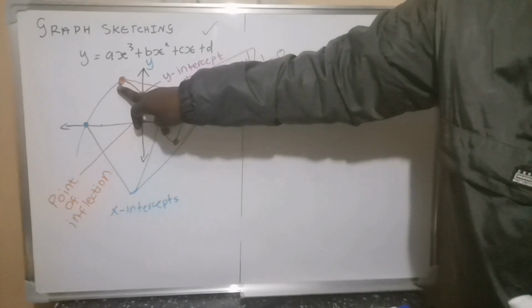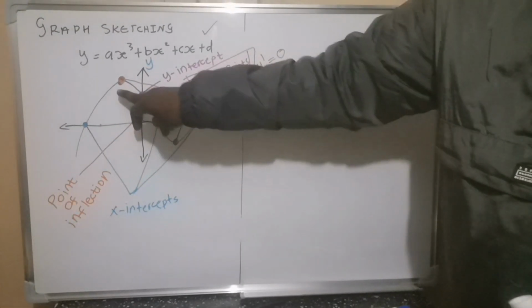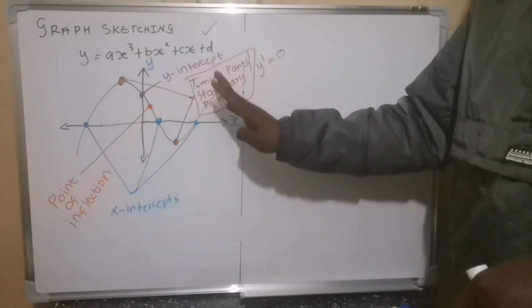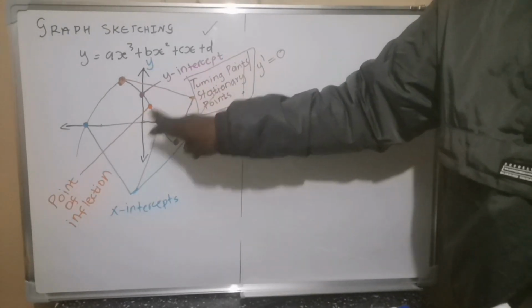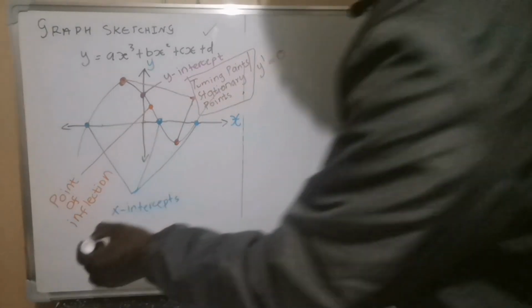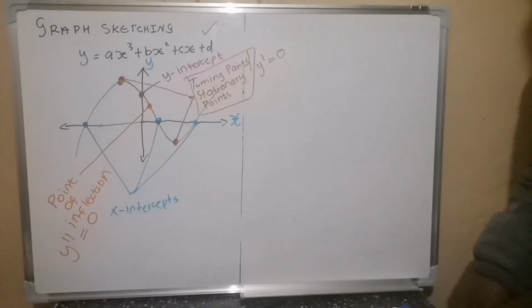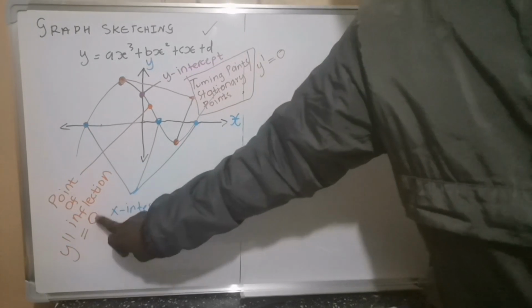But at this point, when you come back to stationary points, to turning points, that's where you find local maximum and local minimum. But we'll talk about that later. Now, in the middle, we have got the point of inflection. That's where the second derivative is equal to 0. If they say you must find the coordinates of a point of inflection, you just say second derivative equal to 0.